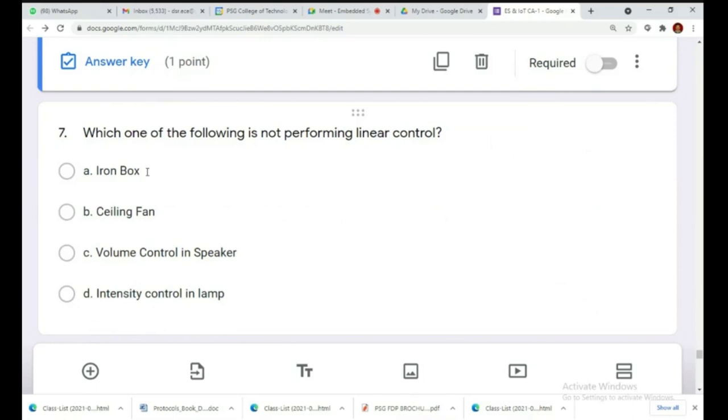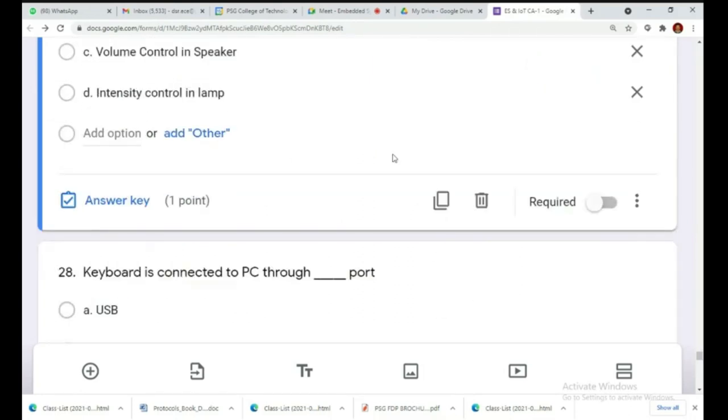So in an iron box, when you keep it on cotton and the cotton suit becomes hot, it switches off, and when the suit cools down a bit, it switches on again. So it does on off control. Iron box is doing on off control. Even though heat is linear, the switching by the thermostat is on off control. So iron box is not performing linear control. Iron box is performing on off control. So iron box is the right answer here.